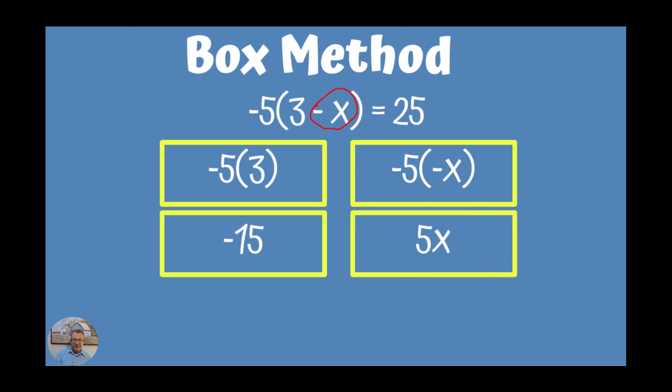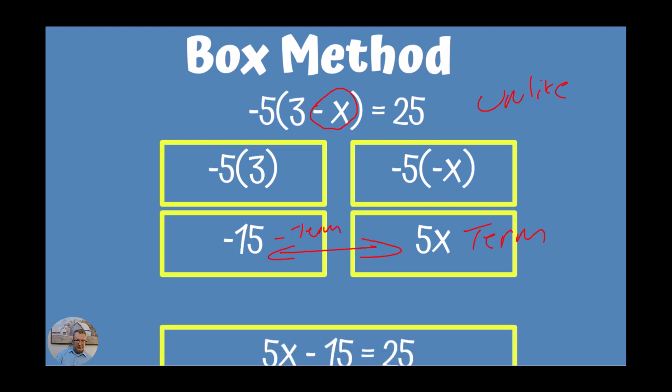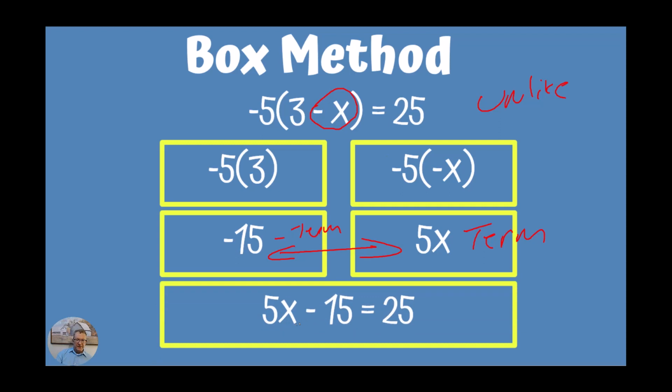And keep in mind, this 5x here, it's a term. This negative 15 is a term. We're going to combine these terms. Are these terms like or unlike? That's right, they are unlike. So if your terms are unlike, you just got to write it as an expression, or in this case, an equation. So now we got negative 5x minus 15 is equal to 25.